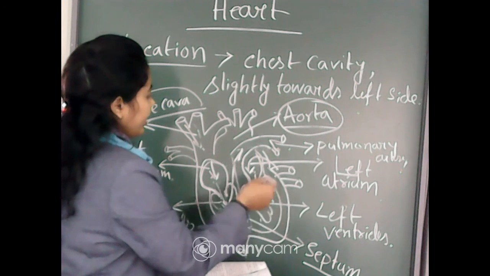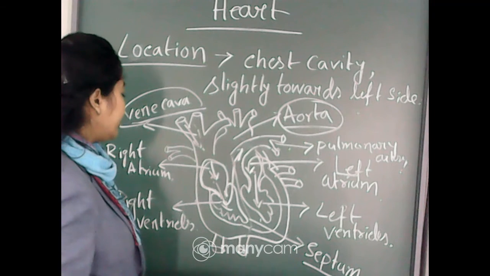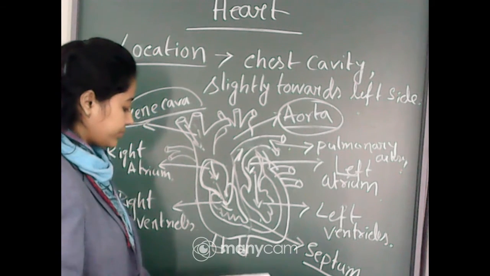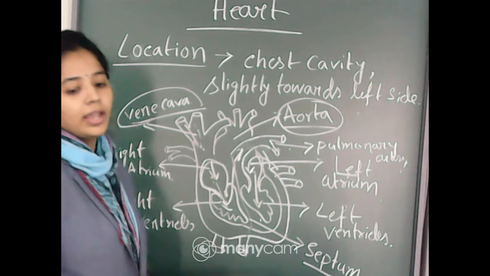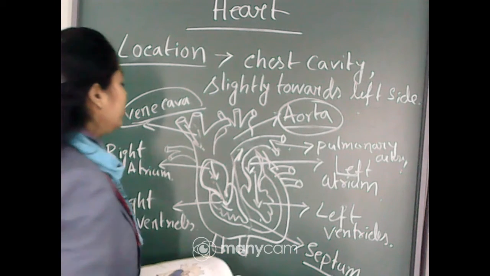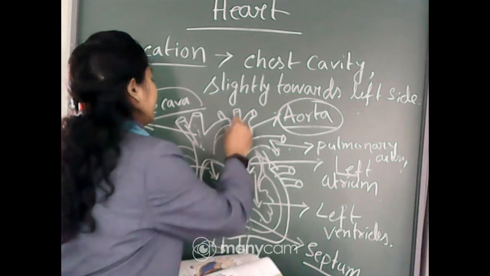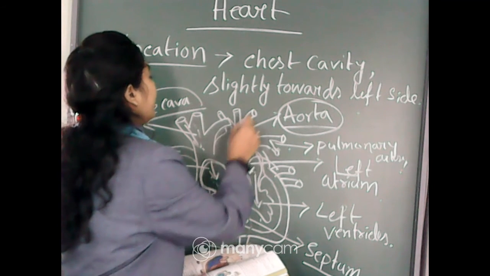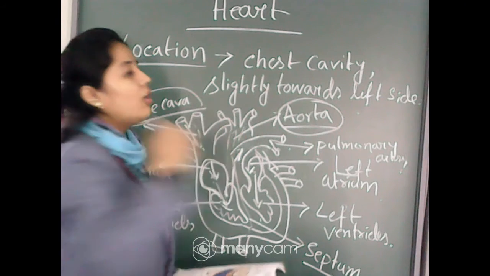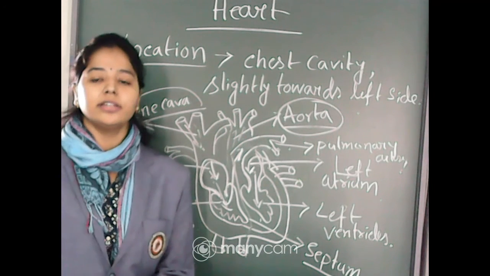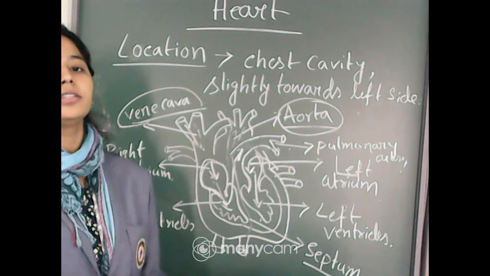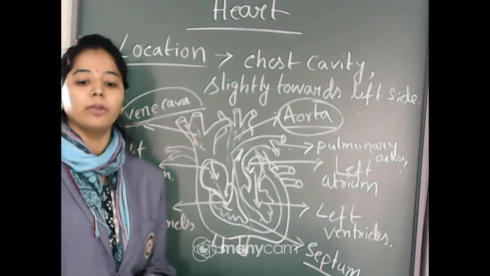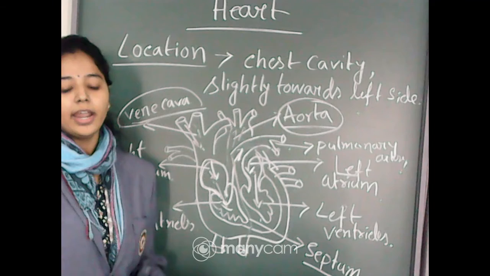Then it is circulated through our body via the aorta, the main artery of our body, and from this aorta all the different arteries connected with our body spread the oxygenated blood all over our body. Understood everyone? Any problem here?